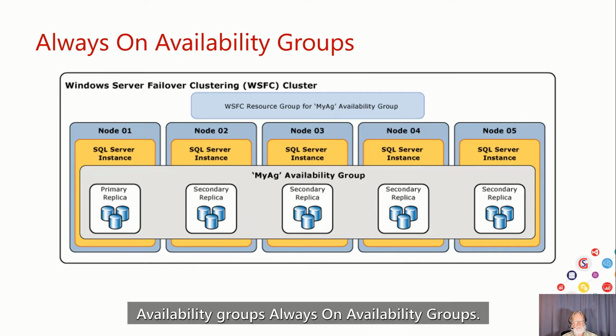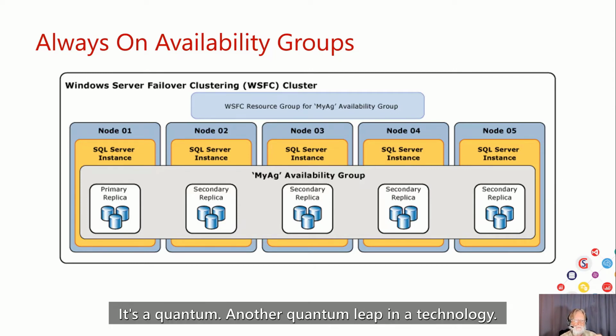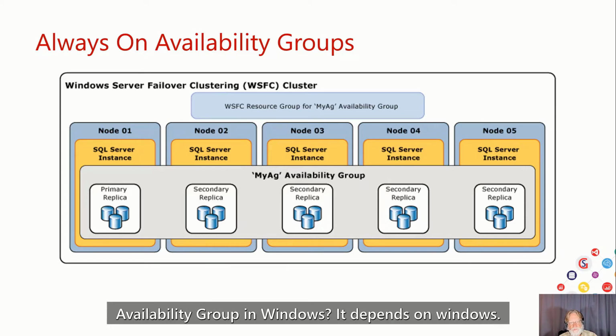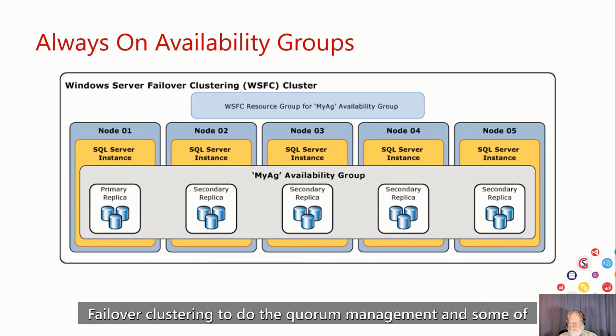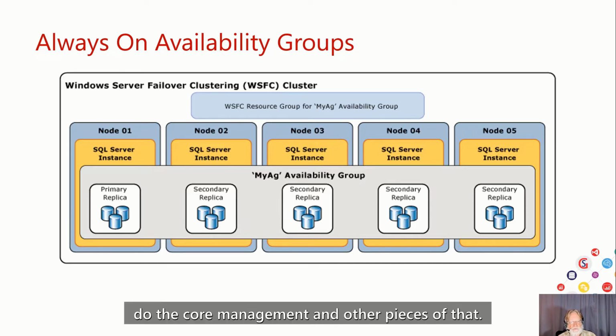Availability groups, Always On availability groups. So this is the next evolution. It's another quantum leap in HA technology. So here you have an availability group where each node has a set of databases that are part of this availability group. In Windows, it depends on Windows failover clustering to do the quorum management and some of the orchestration of things like moving network names, etc. On Linux, when Linux came along, we're leveraging Pacemaker or other clustering systems to do the quorum management and other pieces of that.